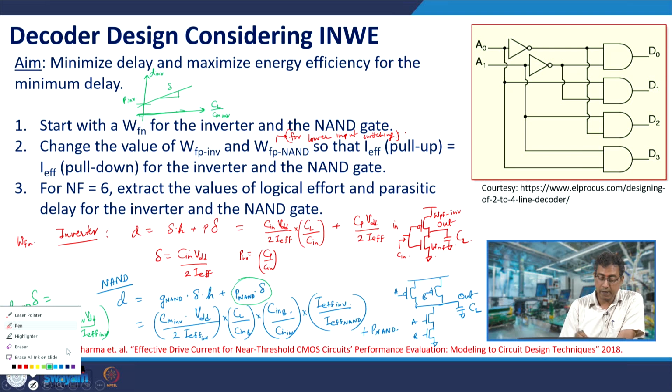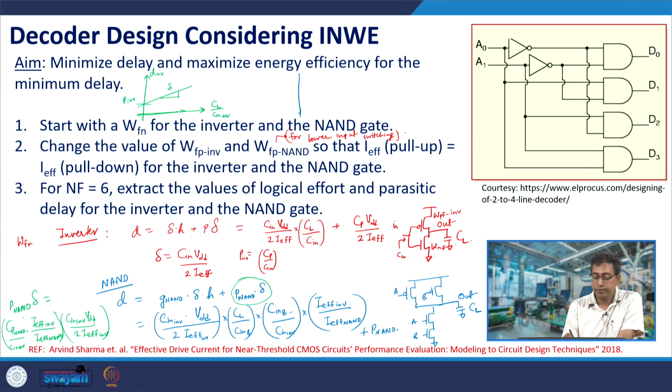Likewise, for the NAND gate you would have delay versus CL by C in B, that is input B, that is what we are seeing here in this case. That would again be a straight line with a certain slope. This slope is G NAND into delta and this is P NAND into delta. I am sorry, delta also multiplies here, right.